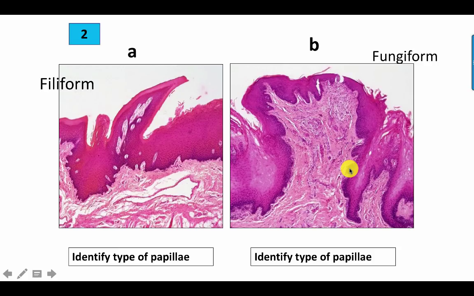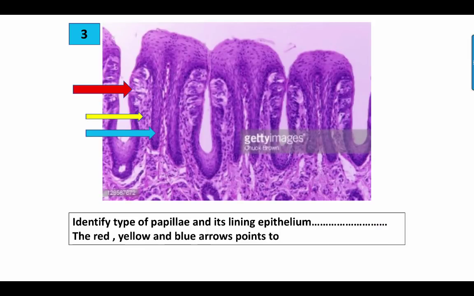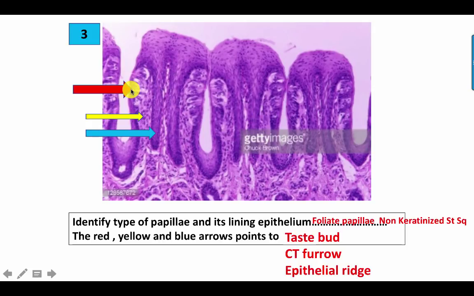This is the fungiform papilla, and this is the very popular foliate papilla. Its lining epithelium is non-keratinized stratified squamous epithelium, characterized by a rectangular shape and two parallel epithelial ridges alternating with connective tissue furrows. What is the red arrow? The red arrow here is pointing to the taste bud. The yellow arrow is pointing to the connective tissue furrow, and the blue to the epithelial ridge.